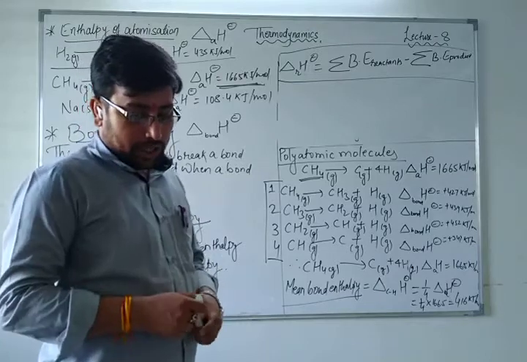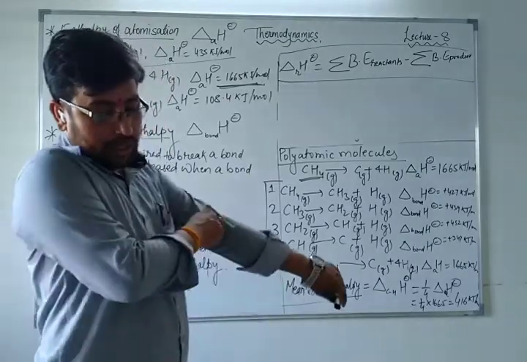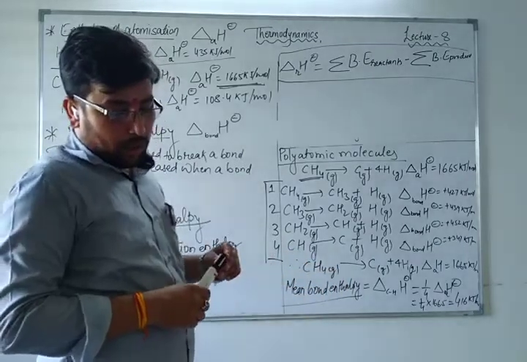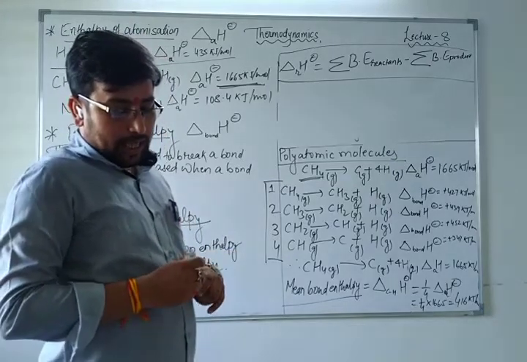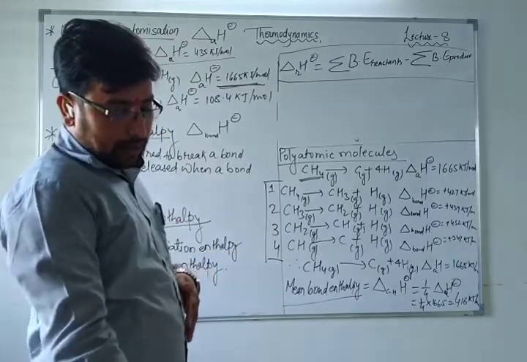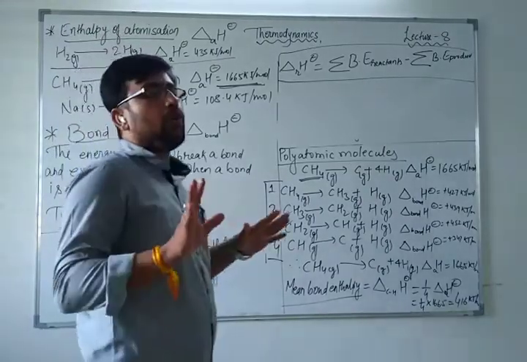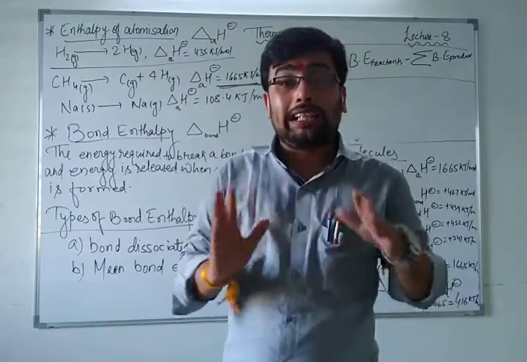It is the amount of energy required to break all the bonds in the reactant molecules minus the amount of energy required to break all the bonds in the product molecules. Remember, this relationship is approximate and valid only when the reactants and products are in the gaseous state. One thing you must always remember: it is not possible to break bonds in the solid state.